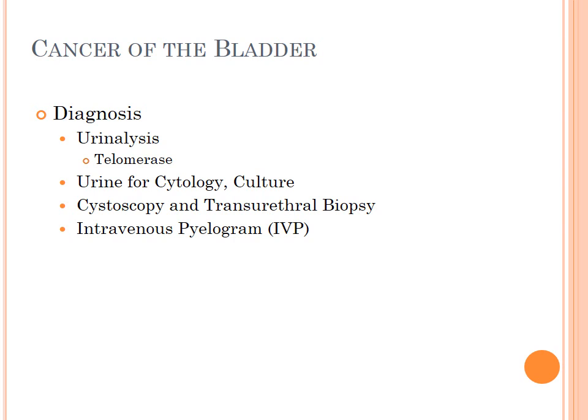Diagnosis is done by assessing urinalysis. Telomerase, an enzyme, is pretty accurate in detecting bladder cancer early as well as late. Looking at urine for cancer cells, performing culture, biopsying tissue through a cystoscopy up into the bladder or through the urethra, and IVP all can help with diagnosis.